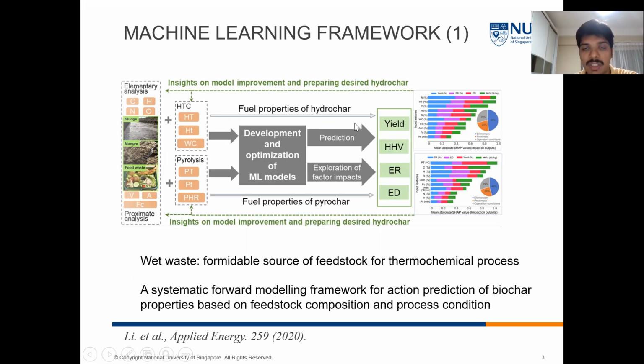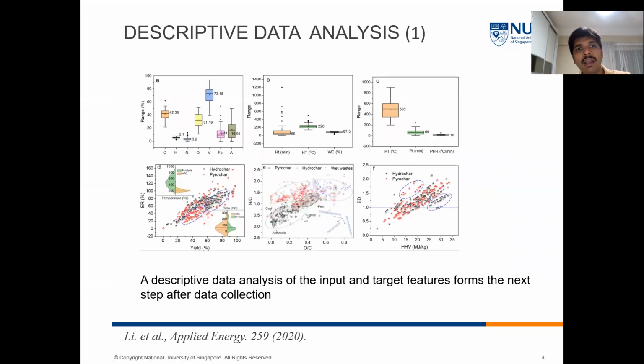So we develop prediction models, and then we also analyze how these input features rank in their impact in making this prediction. And this kind of analysis also helps us in estimating what is the significance of each of these individual parameters on the production process, and which ultimately determines the yield or the heating value or the energy recovery and density of the biochar that is produced.